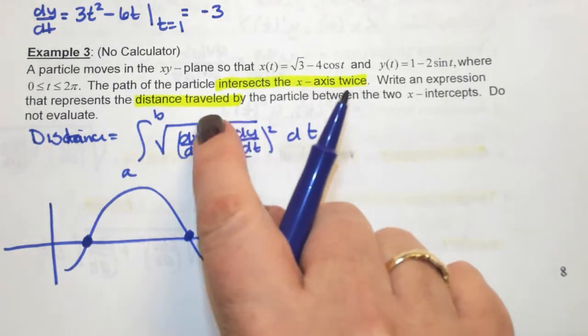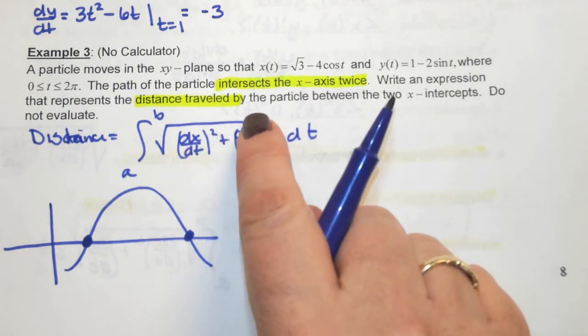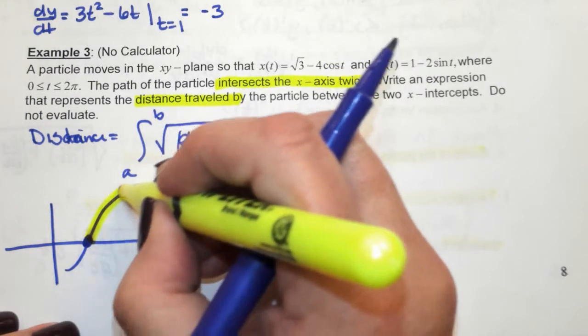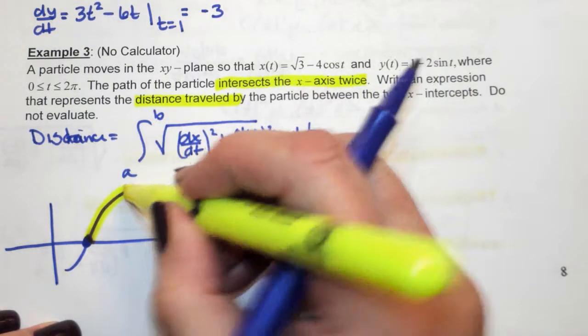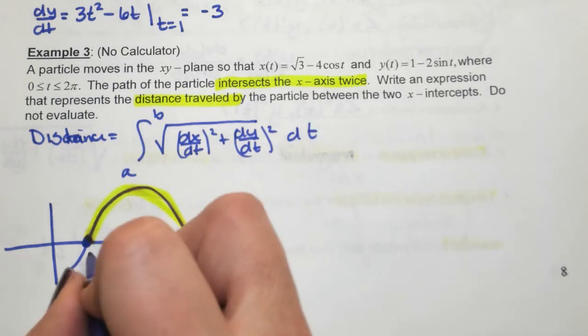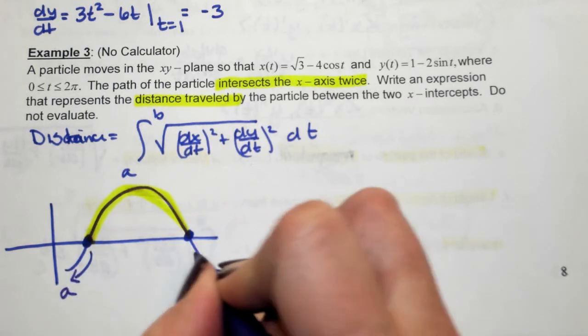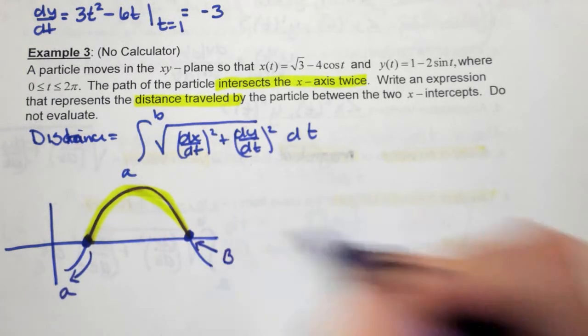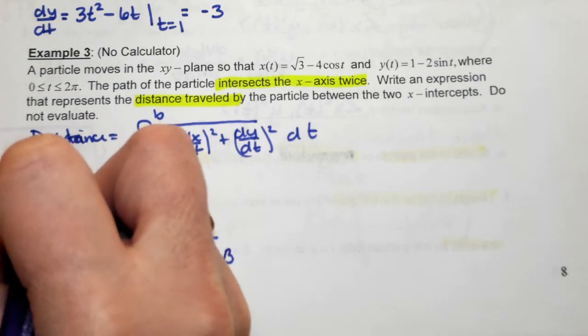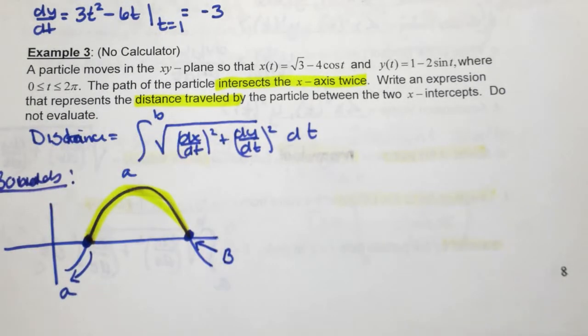And again, it wants me to calculate the distance traveled by the particle between the two x-intercepts. So that's the distance that I need to calculate. So my bounds are going to be the two x-intercepts. I can call that A, call that B. So those are my bounds. So my bounds are the two x-intercepts. Any questions on that?